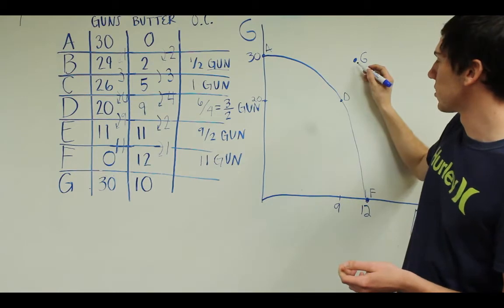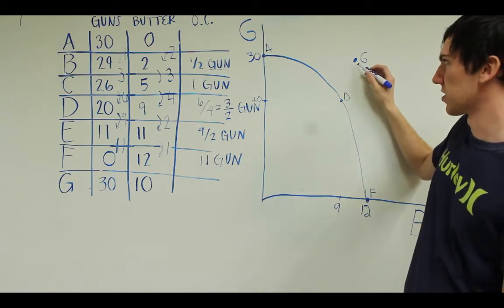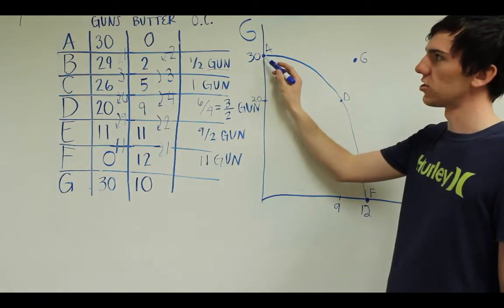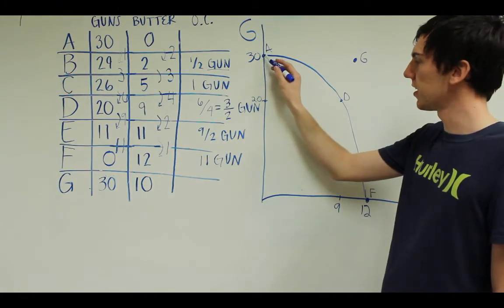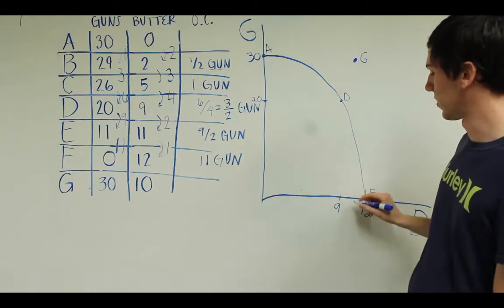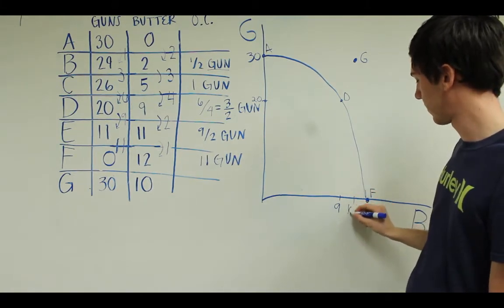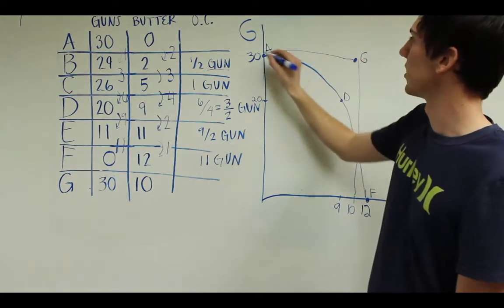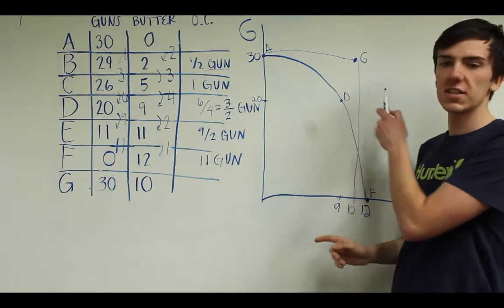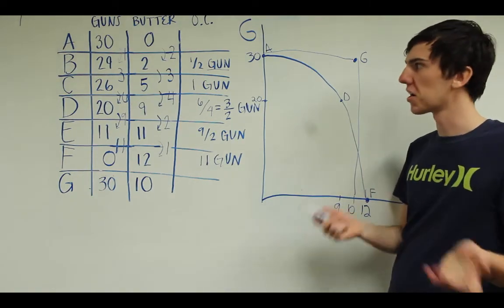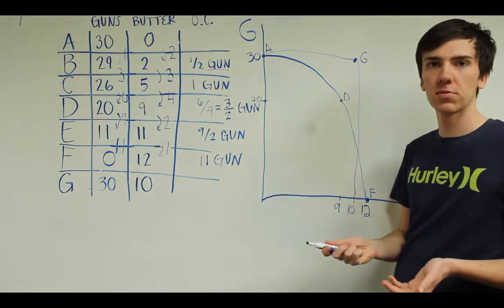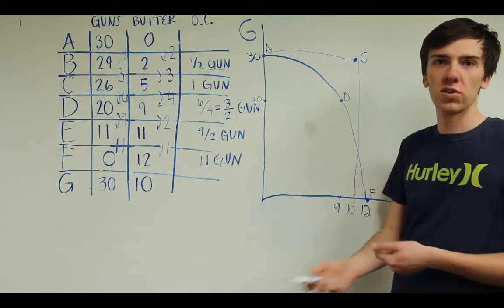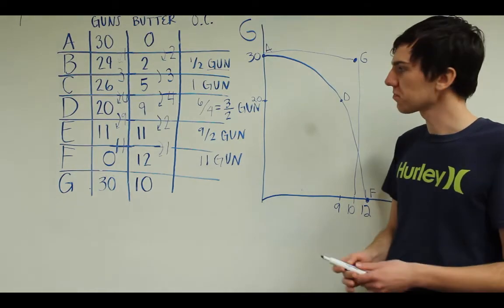Point G, you notice, is to the right of the possibilities curve. It's farther out here. It would be great if the economy could do this, because they're producing just as many guns, 30, as point A, but they also have 10, let me draw this in, right here, 10 butter. Unfortunately, because it's on the outside of the curve, this is infeasible. There's not enough people or capital in the economy. There's no way to do it. That's more to ask of them than they can do.